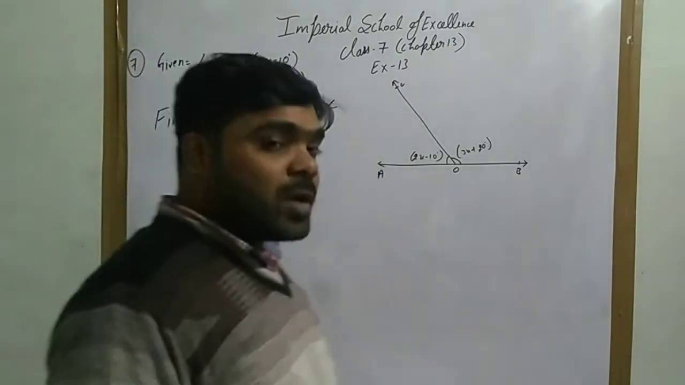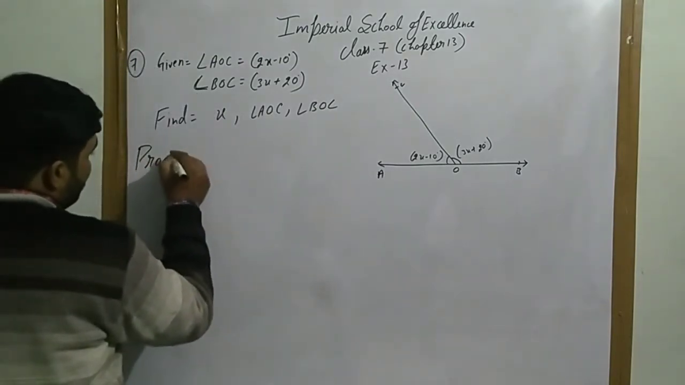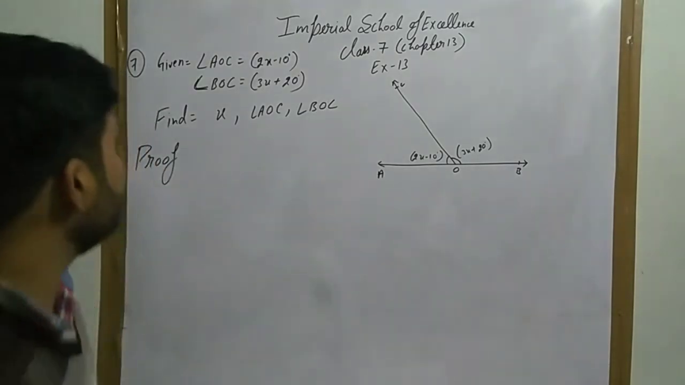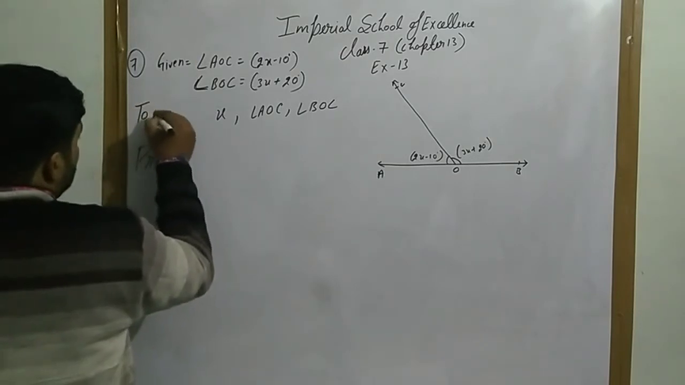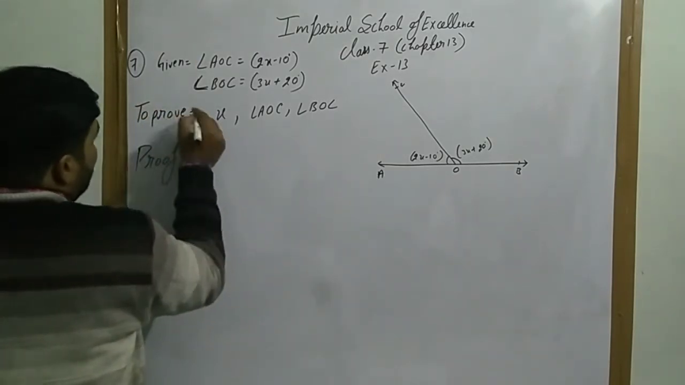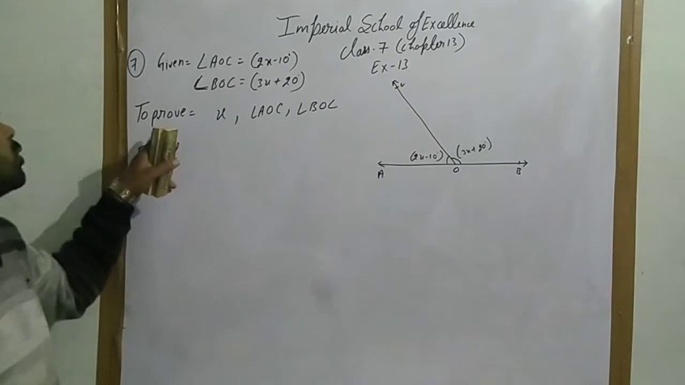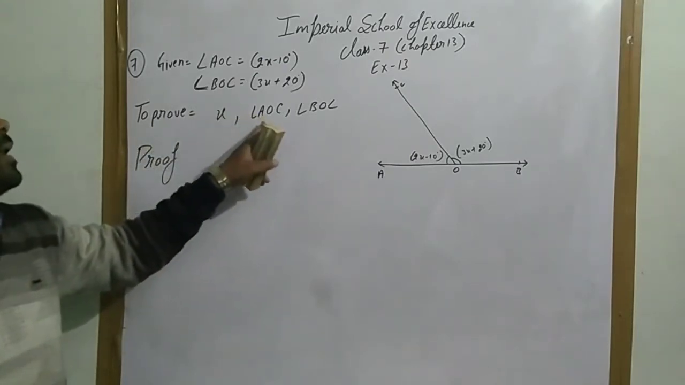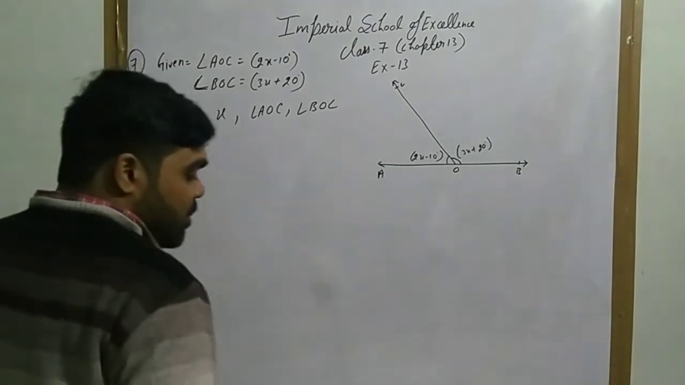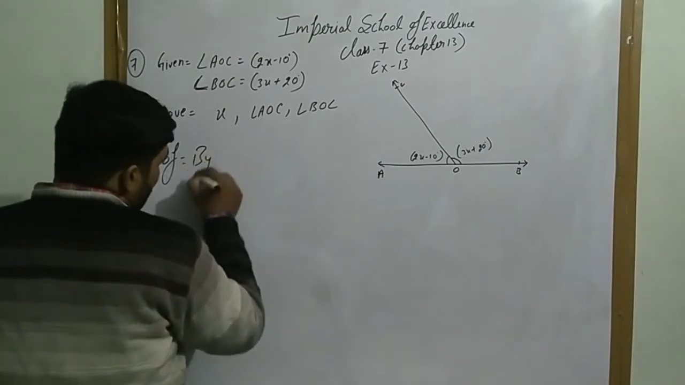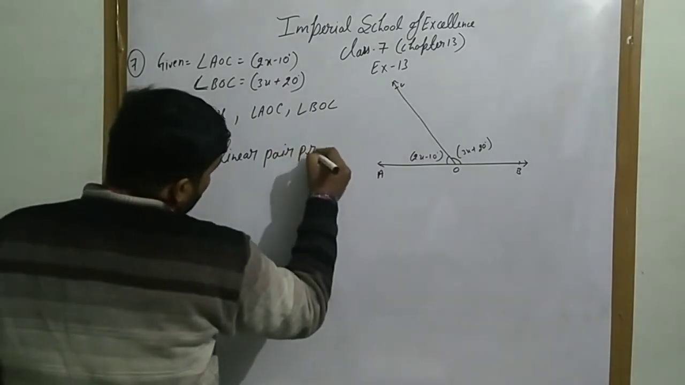Now next you have to write here proof, or you can write to prove. First of all you write given. After that, what you have to find: to prove x, then angle AOC and then angle BOC. Now write here proof, or you can write the solution. By linear pair property.